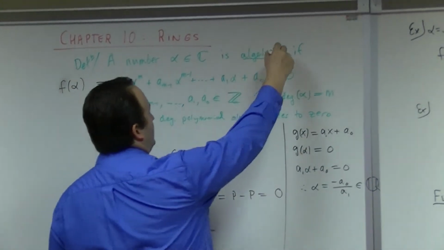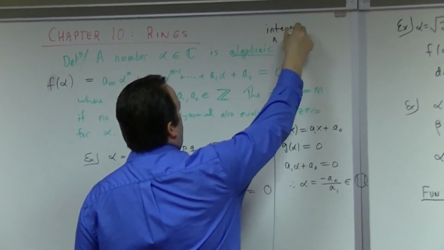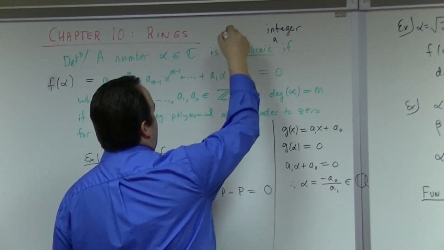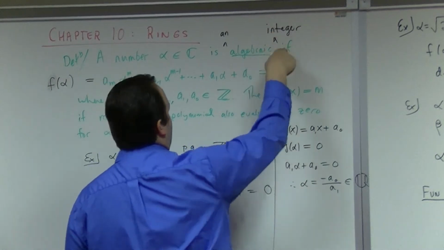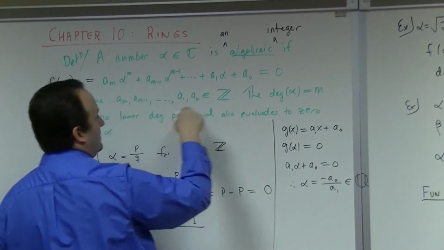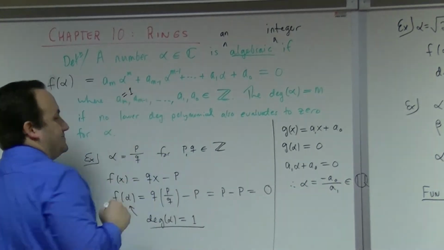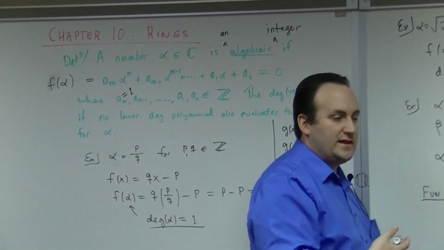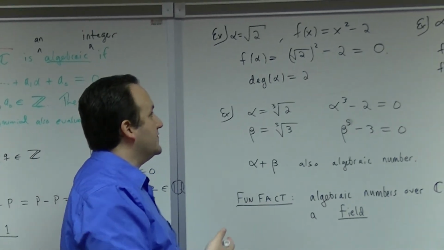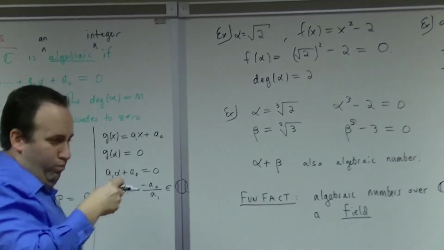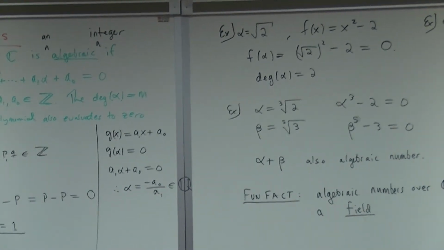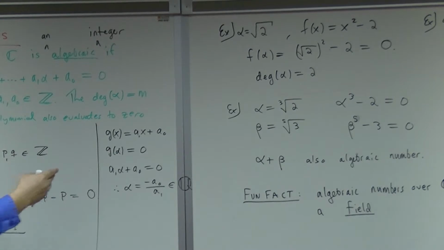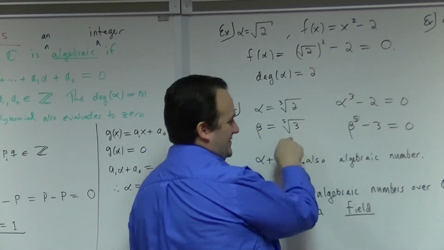An algebraic integer is an algebraic number whose defining polynomial is monic. So if you want to say integer here, a number is an algebraic integer if f of alpha equals 0, with a sub m equal to 1. So you have to have a monic polynomial, leading coefficient being 1. So, for example, the square root of 2 is an algebraic integer, because we had a monic polynomial which defined it, right? Whereas, well, I think this is also an algebraic integer. This is also an algebraic integer.